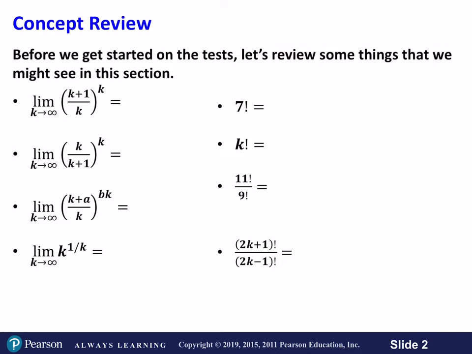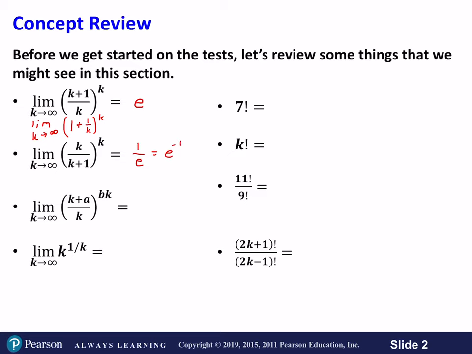Before we get started, let's consider some things that you may have forgotten about various types of limits and factorials. First of all, the limit as k approaches infinity of (k plus 1 over k) to the kth power. Remember that that could be rewritten as (1 plus 1 over k) all raised to the kth power, with the limit out front. If we take the limit of this thing, hopefully you remember that this is equal to e. And if we flip it, so now it's (k over k plus 1) raised to the kth power, this is just 1 over e, or just e to the negative 1 power.